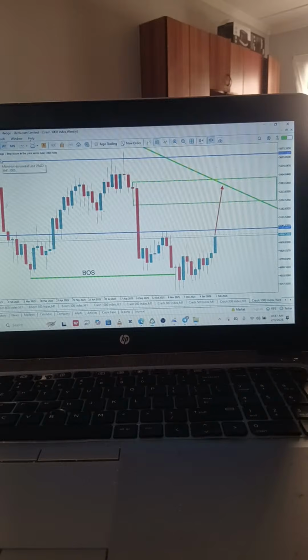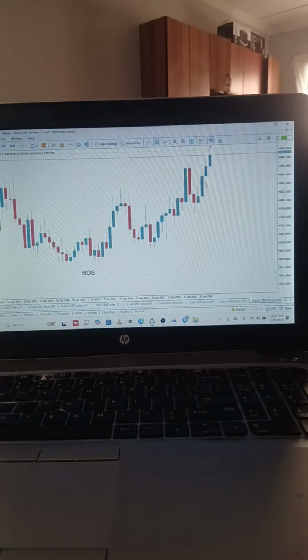So there's a possibility that in Crash 1000, if price breaks this particular level, to be more precise, it's 50.25, then price is likely going to push and reach this particular level here. So this is on the daily.